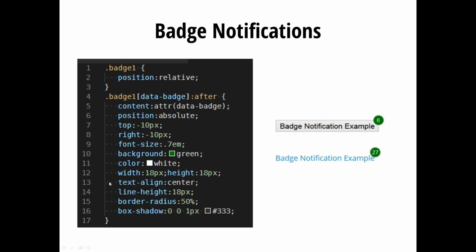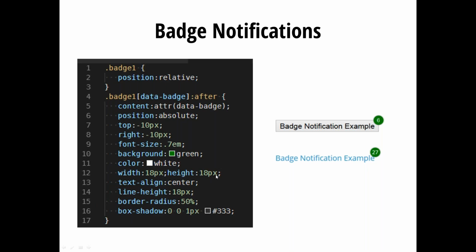And then everything else in here is just the styling around that badge. It's offset from the top and right, -10 pixels. The font size is a portion of an M, the M being the width of the letter M in the font family that you're using. The background is green, the font color is white, it's got a width and a height.